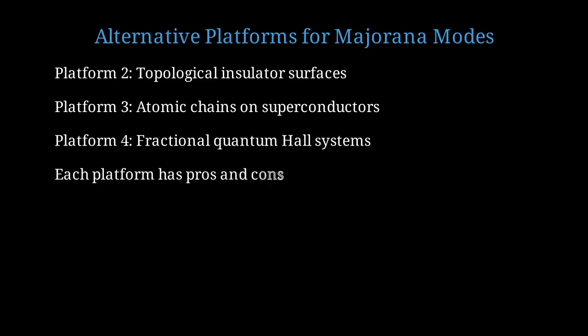Nanowires offer tunability and potential for device integration. Topological insulators have cleaner surfaces. Atomic chains give atomic scale control, but are hard to scale. Fractional quantum Hall systems have beautiful physics, but require extreme conditions.